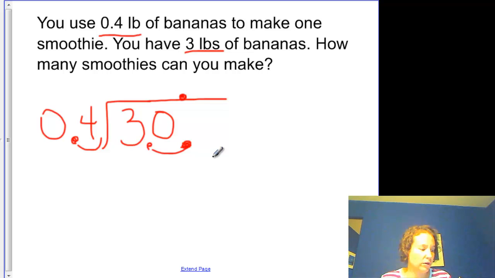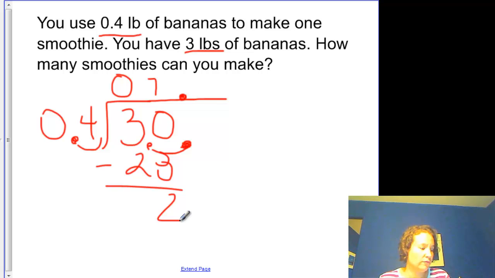How many times does 4 go into 3? 0 times. How many times does 4 go into 30? 4 times 8 is 32, so I have to go with one number less than that because I can't go over 30, so this is going to be 7. And then I do 7 times 4, which is 28. And I'm going to subtract. And I know that 30 minus 28 is 2. 4 does not divide into 2. 2 is less than 4, so that's good.